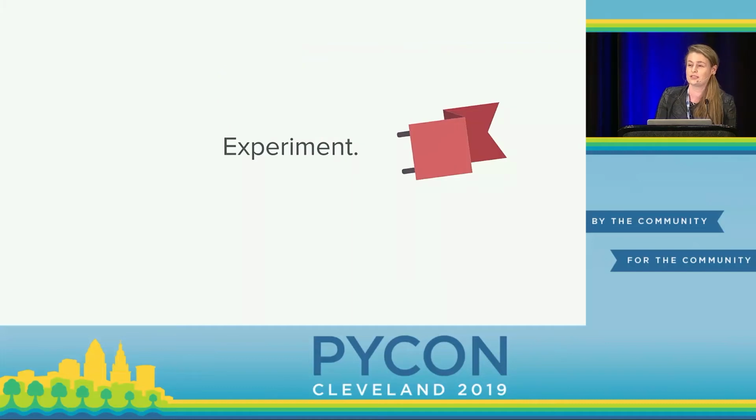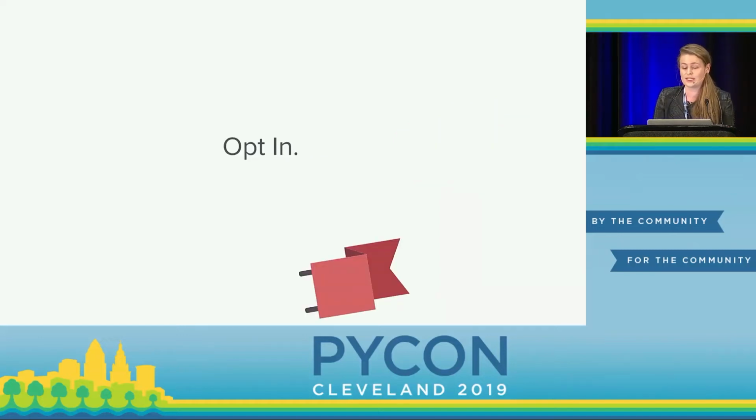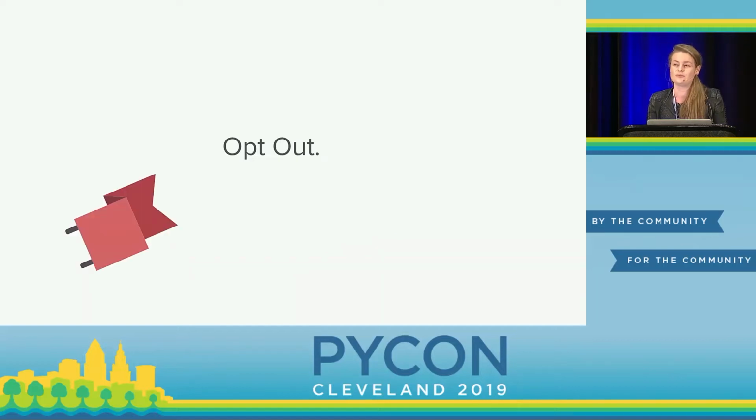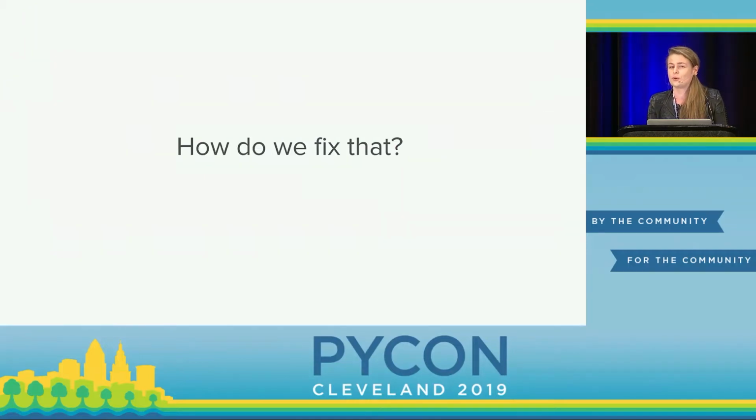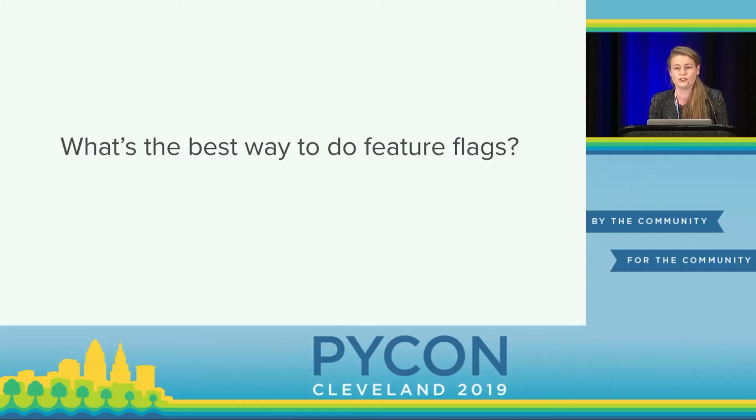Meanwhile, this one over here is an experiment, so you're targeting two different groups of users and you're trying to give them a different experience. This one down here is an opt-in, so people who have this feature flag turned on are opting into an experience, but this one over here is an opt-out, so they have the exact opposite situation. So all of these are coming together to give you this one big mess of feature flags, and nobody really has a lot of control or visibility over it. So how do we fix that? Or rather, the question that we want to answer today is, what's the best way to do feature flags?